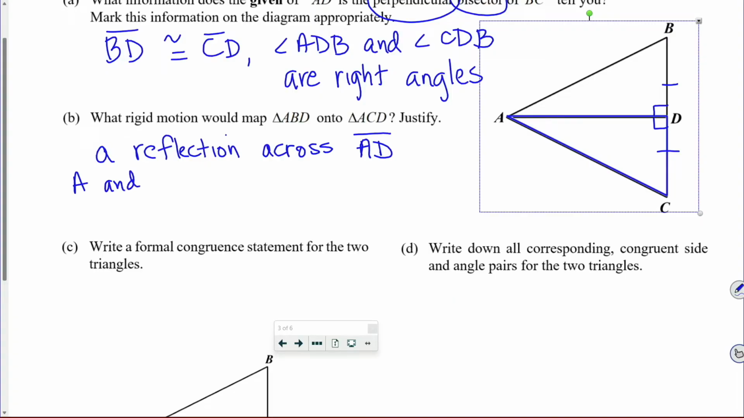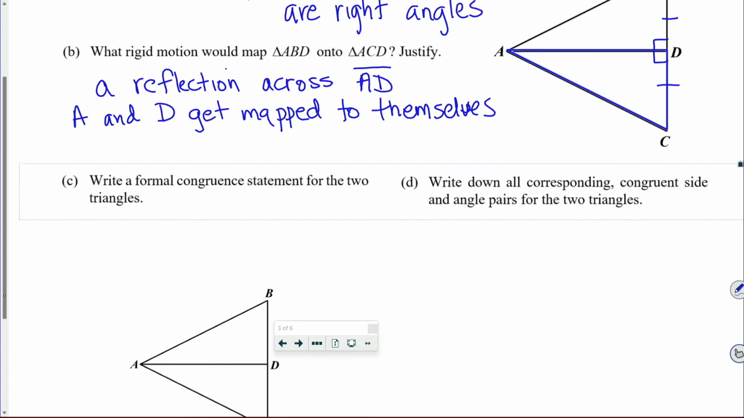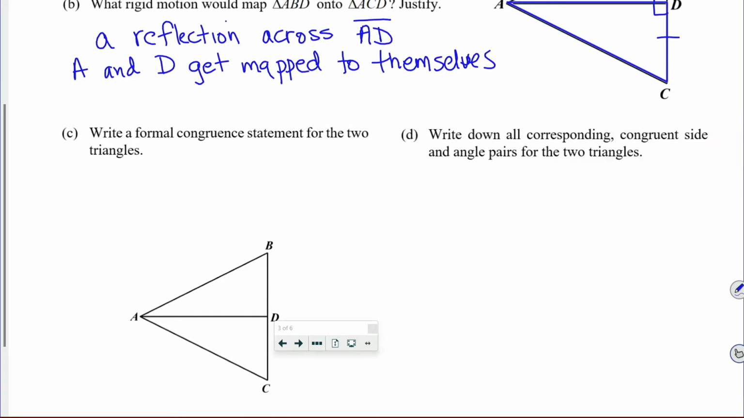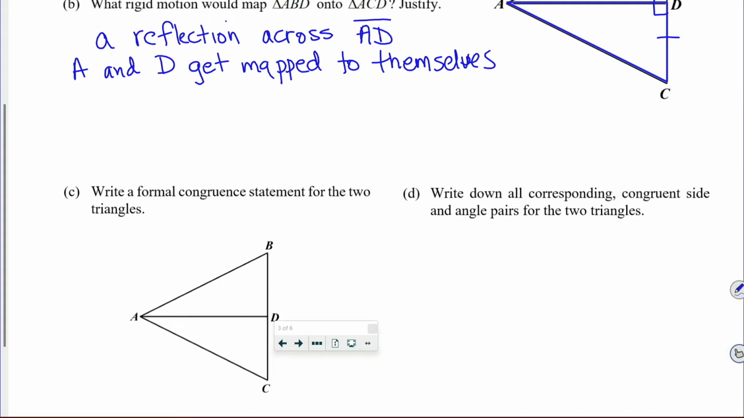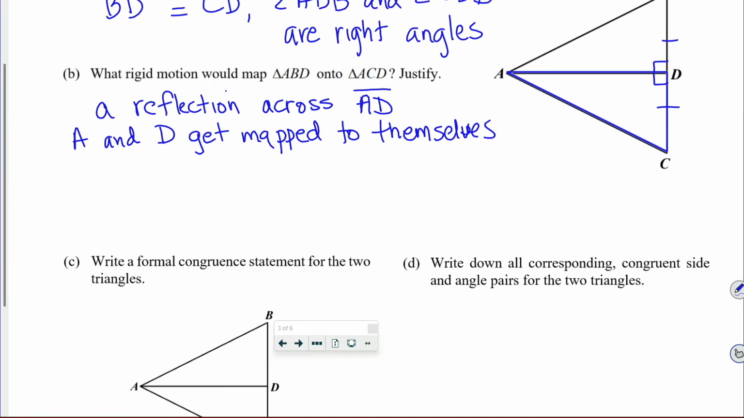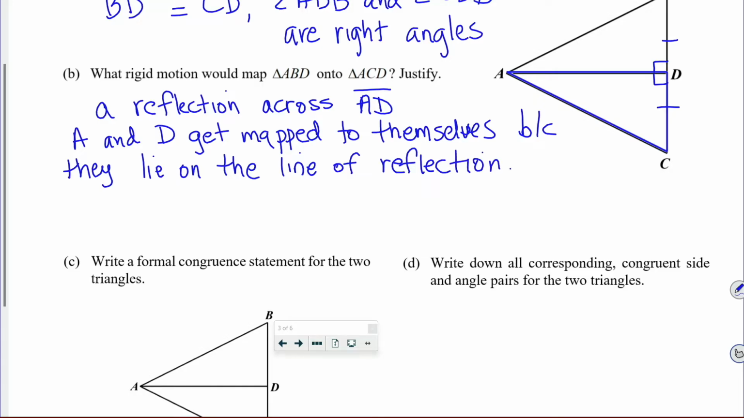So let's start with that one. A and D get mapped to themselves. I've got to leave myself enough room here. Actually, let me just shift this down a bit. Hold on. Let me unlock. I'm just going to shift this down to give myself a little more room to write. All right, lock that back in place. Because I really want to put this: A and D get mapped to themselves because they lie on the line of reflection. Or I could have just said it more succinctly, because they lie on line AD.